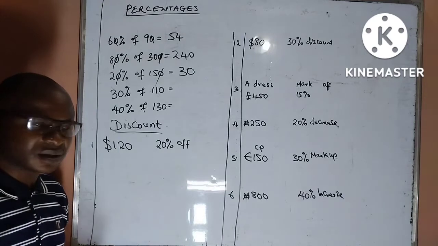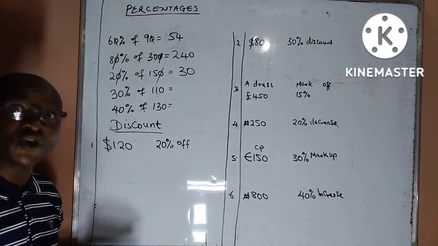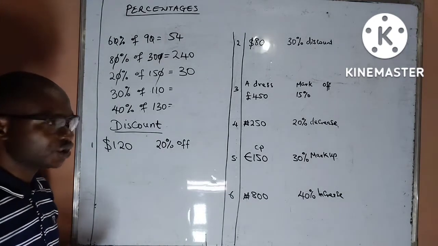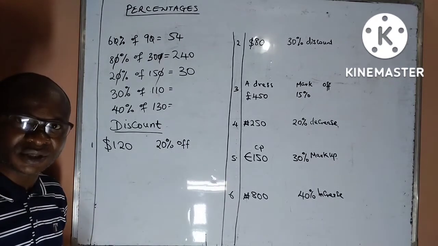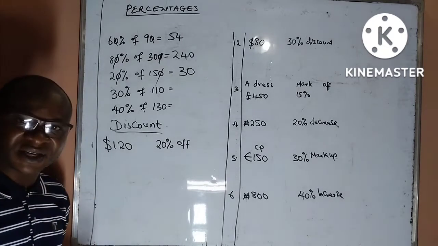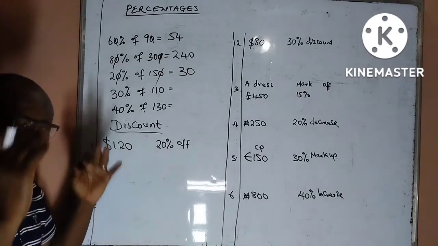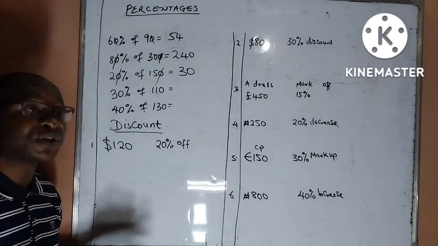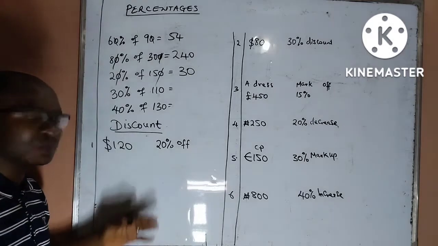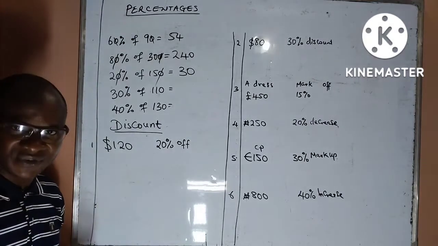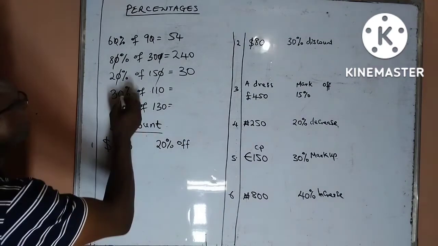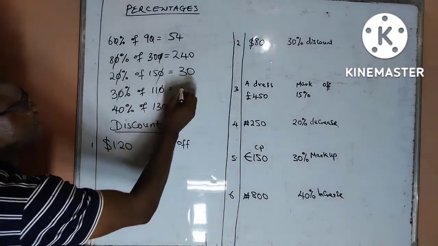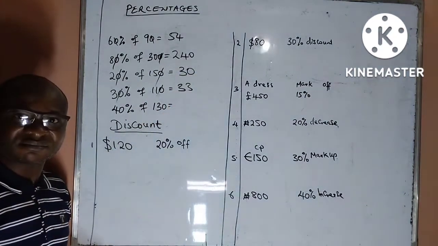Simple tricks. You don't need to start looking for your phone calculator. You don't need to start looking for your children that are in school to work the mathematics for you. You yourself can do it. It is everybody's mathematics, and all of us meet percentages in our daily lives. What is 30% of 110? It is simply 3 times 11, and that is 33.